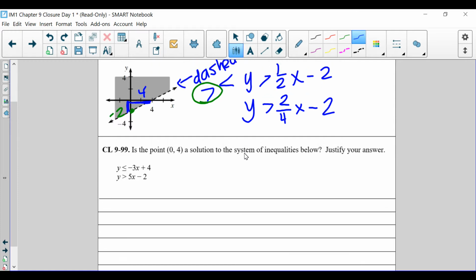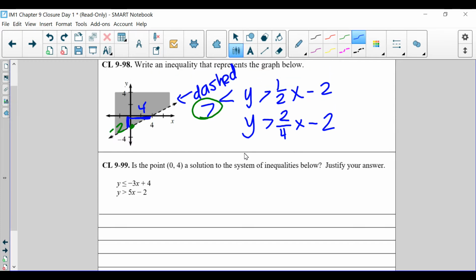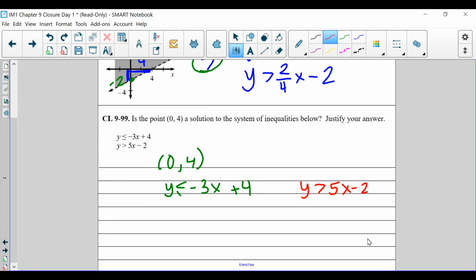Okay, next one we're going to talk about solutions to inequalities. So all of these up here are considered solutions. So when we look here, is (0, 4) considered a solution to both of these? How do you check it? Well, you check it by actually putting it into the inequalities. So I'm rewriting the first one, looks like that. And then the other one, again, I'm rewriting it over here. This. Okay, so let's keep going.